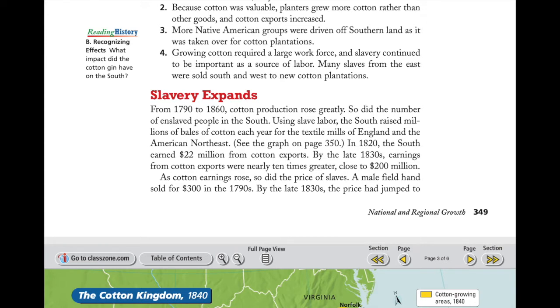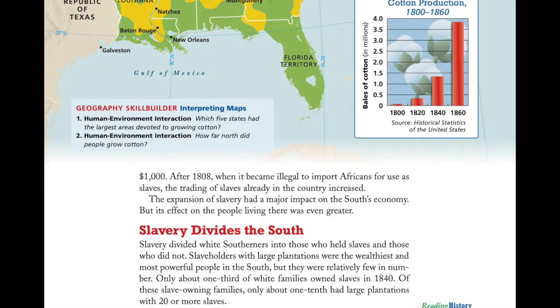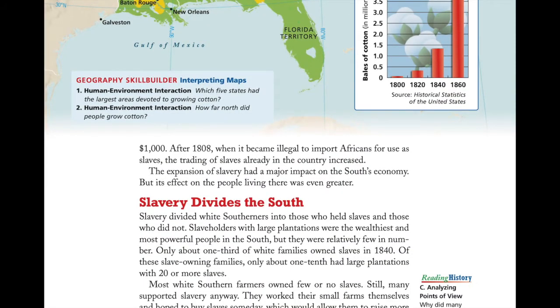As cotton earnings rose, so did the price of slaves. A male field hand sold for $300 in the 1790s. By the late 1830s, the price had jumped to $1,000. After 1808, when it became illegal to import Africans for use as slaves, the trading of slaves already in the country increased. The expansion of slavery had a major impact on the South's economy, but its effect on the people living there was even greater.